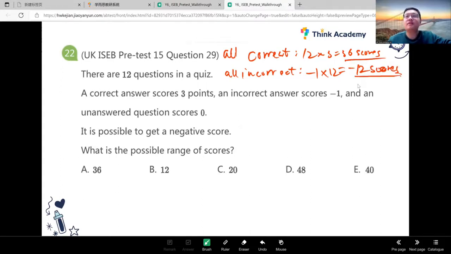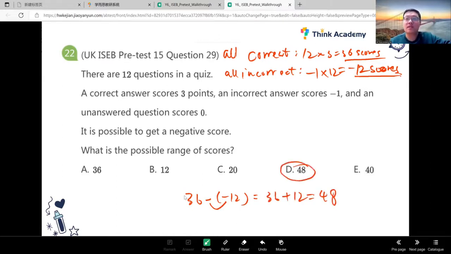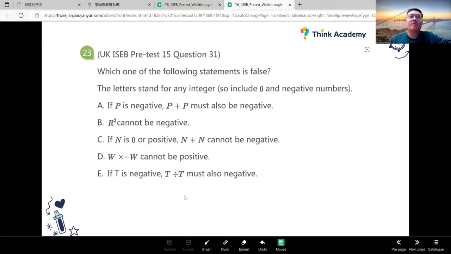So what is the range? You have to use 36, take away this -12. Basically we know that two negatives give you a positive. So 36 plus 12, you got 48, and you choose D. Quick maths, that's right.